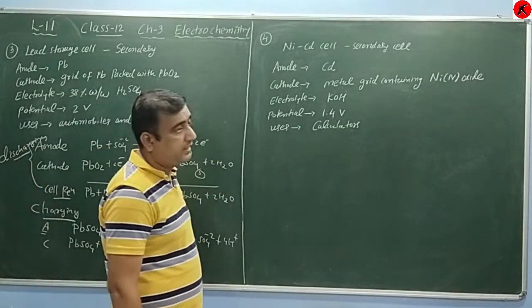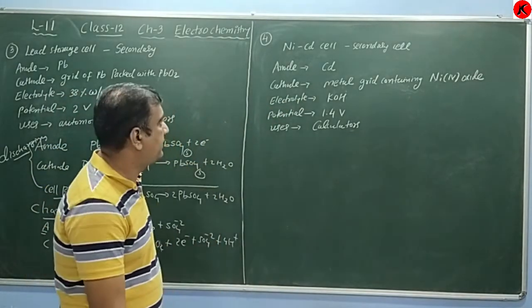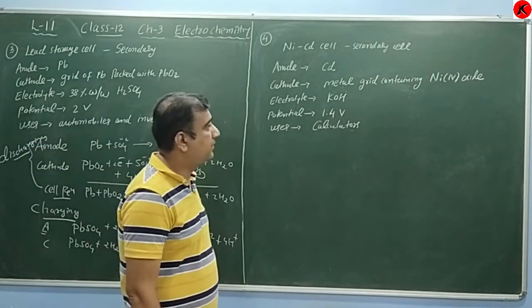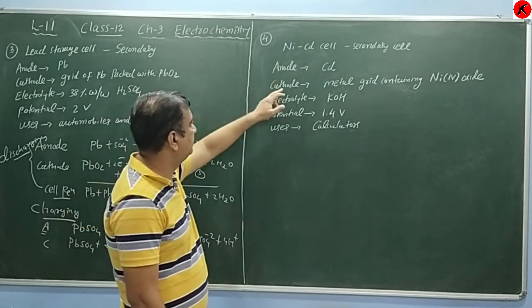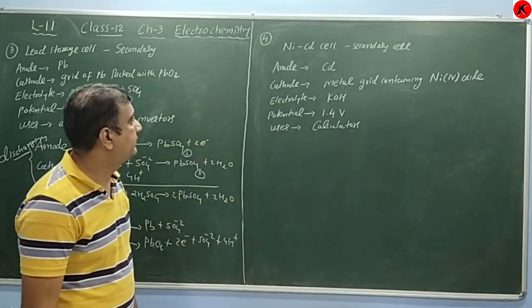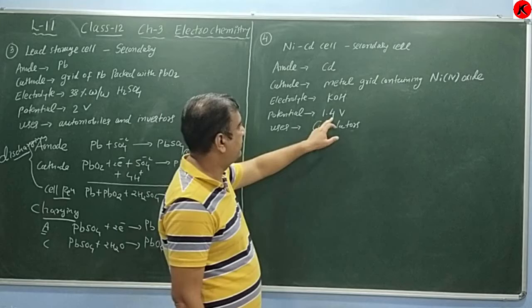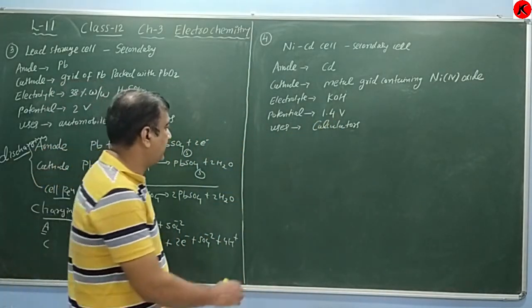Now the next cell is the nickel cadmium cell, which is also a secondary cell. This is a very expensive cell and the production is costly. The anode is made up of cadmium, the cathode is a metal grid containing nickel oxide, the electrolyte is KOH, the potential is 1.4 volt, and it is used in calculators.